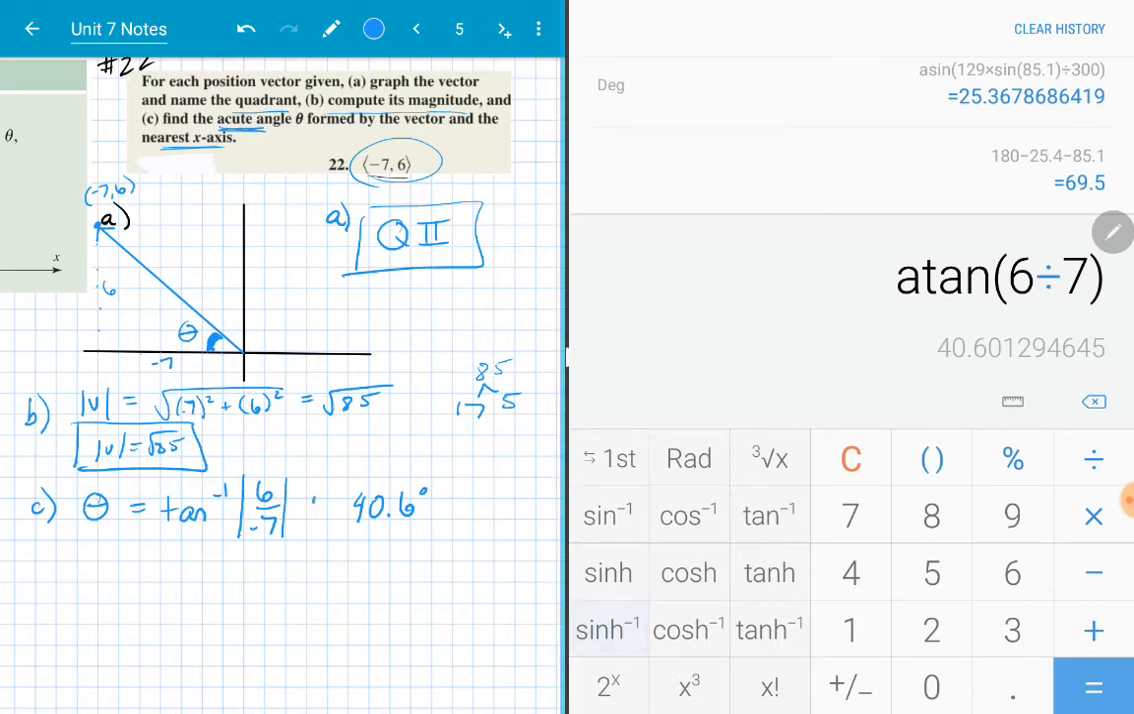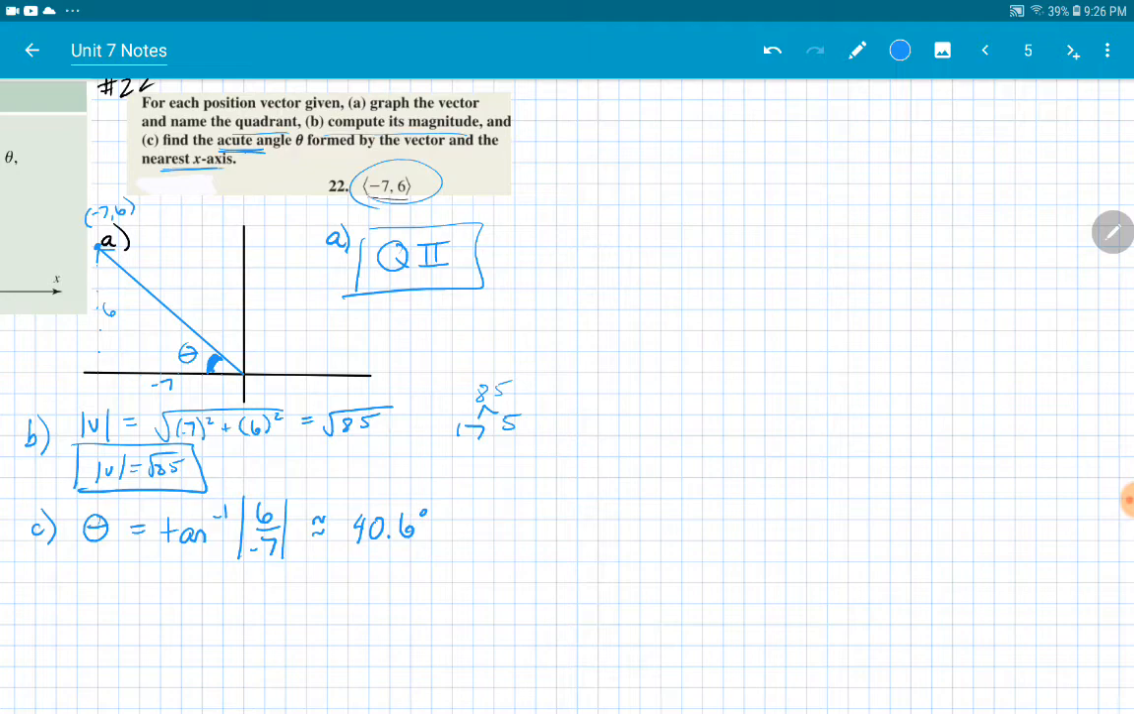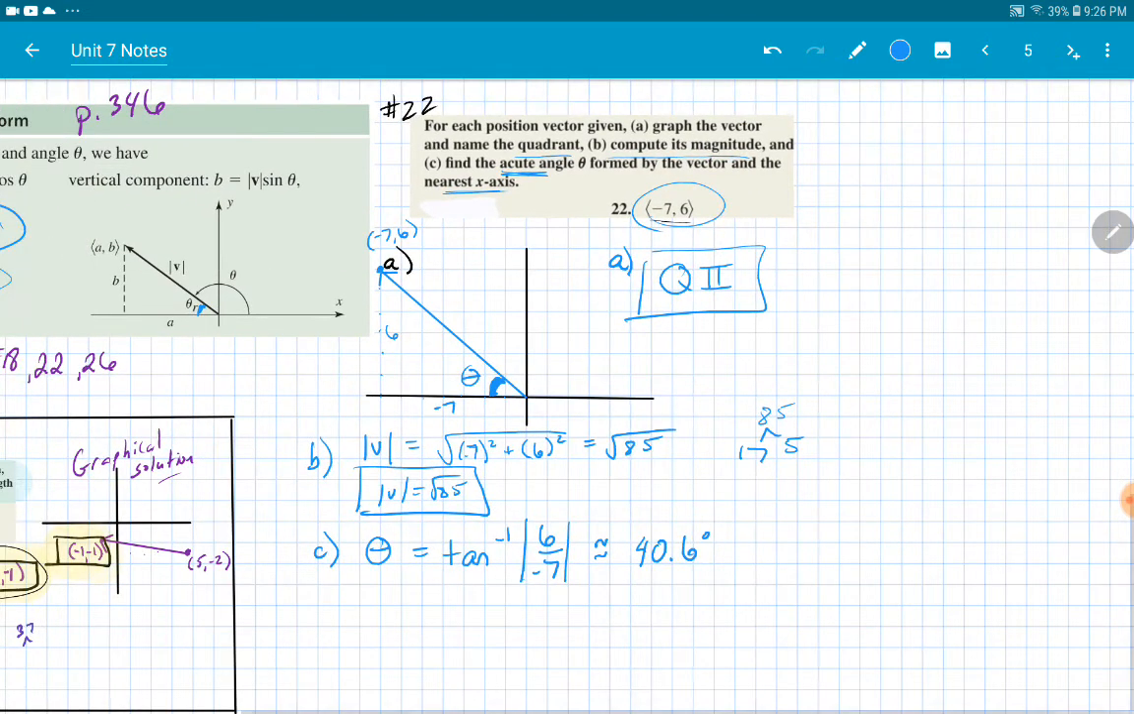So I'll make that an approximate. So that theta right there, that looks like about 40 degrees, so that's a viable answer. I'll take it. Let's see, I think that answers all my questions. That's A, B, and C for number 22.